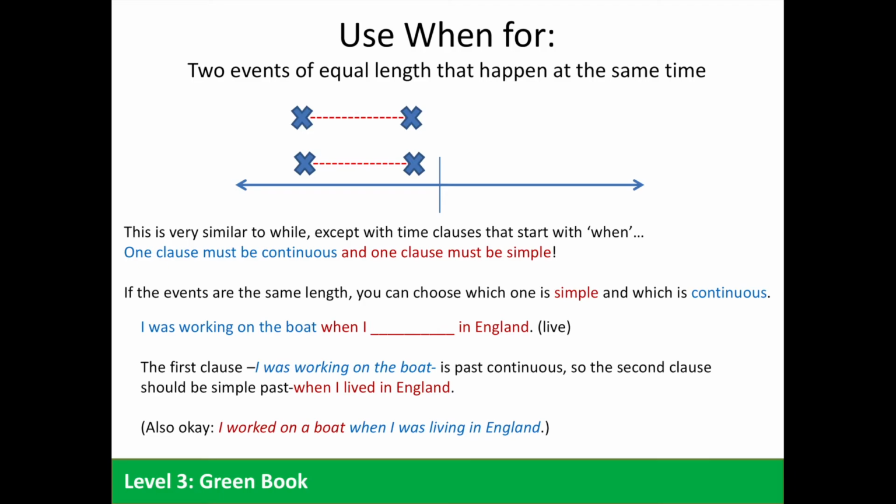Again, the first clause, I was working on the boat, is in past continuous. So the second clause should be written in the simple past. So, when I lived in England. Also, we can write, I worked on a boat when I was living in England.